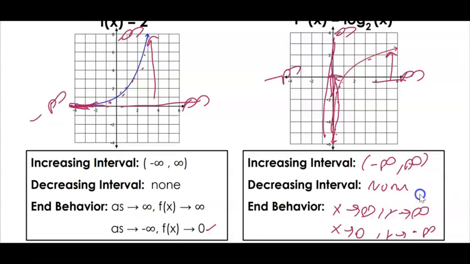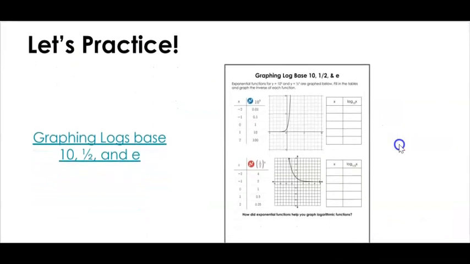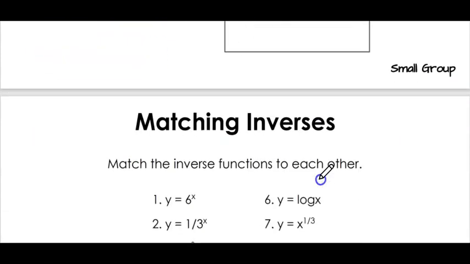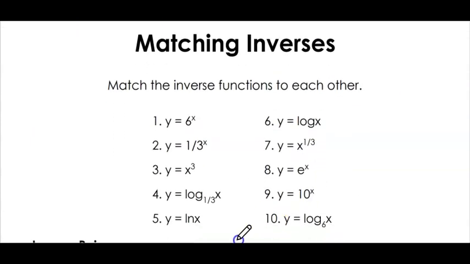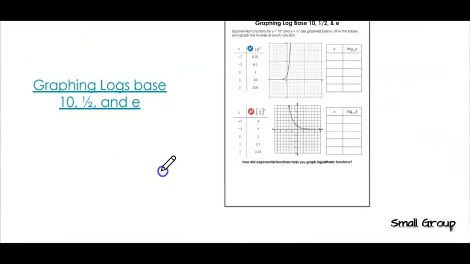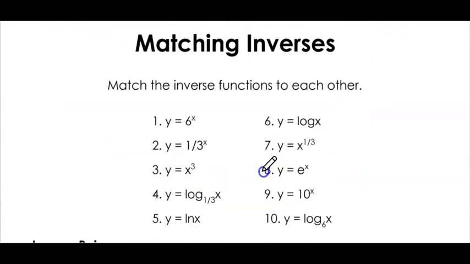All right, now let's get practice. I have a page for you that I'm going to give you now that deals with graphing logs of these different bases. So you're going to graph them in Desmos. You can create a table with those numbers. After you get done, you're going to do this last activity here on the bottom where you have to match these equations with the proper inverses. You can do that all with Desmos. All right, so that's your mission: to get this practice from graphing logs base 10, 1/2, and e using Desmos and using the table of values, and then the matching activity. That's all I have. Good luck.